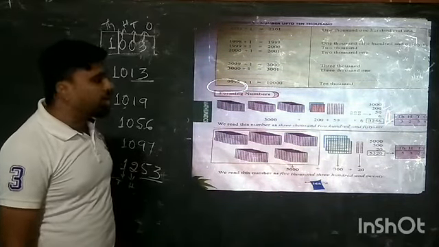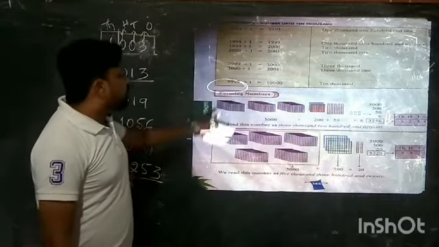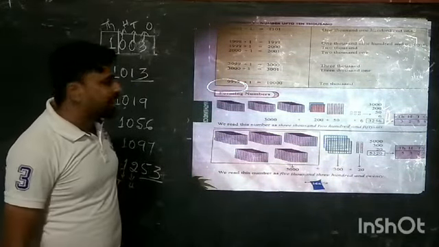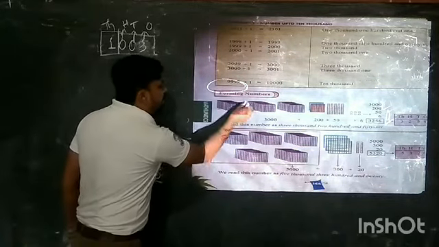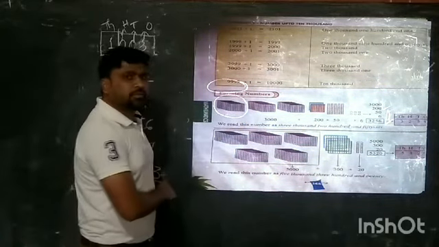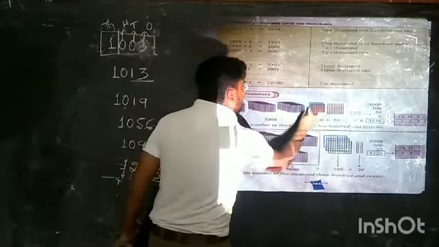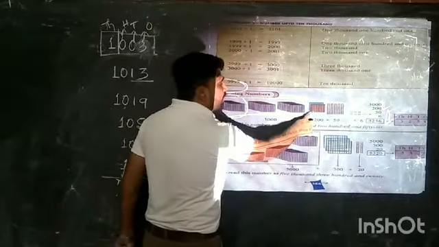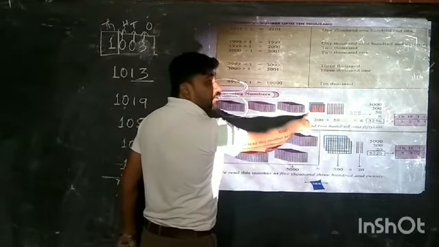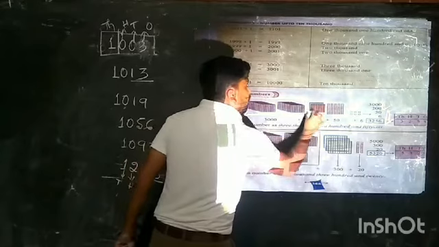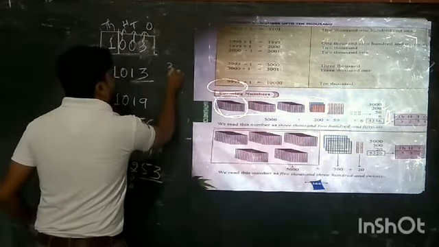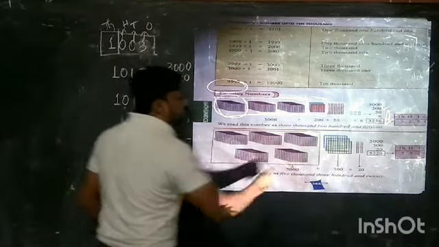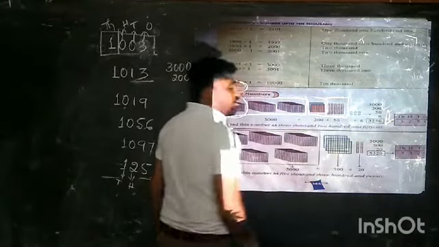In the next class, we are going to discuss forming numbers. Like that, when a picture comes, it is 1,000. 1, 2, 3. That means 3000. Clear? 3000. Here, when this comes, it is 100. 1, 2. That is 200. That means the first one is 3000. The second one is 200. Now the third one is 10 plus.